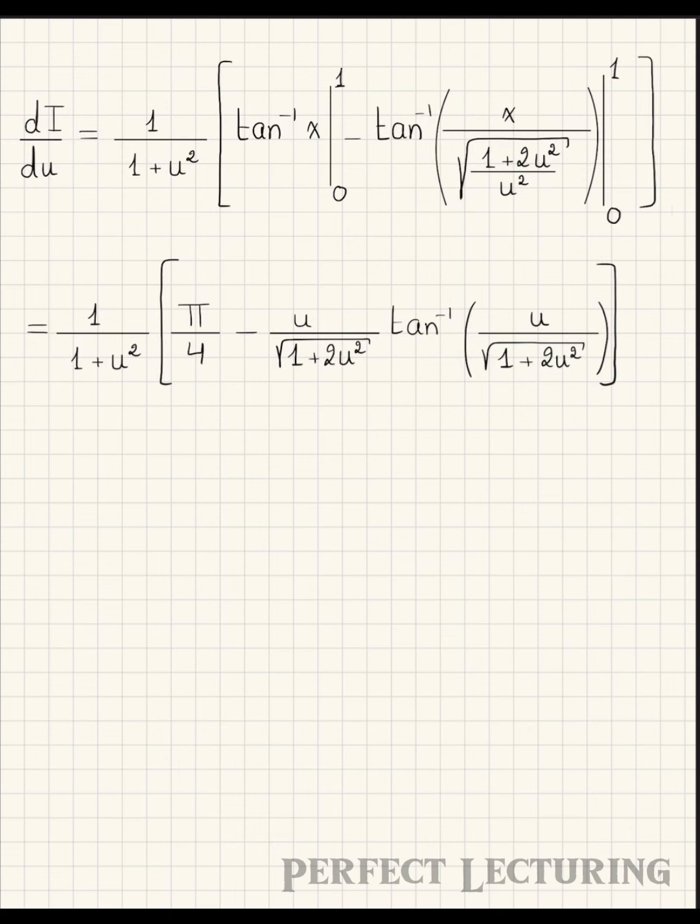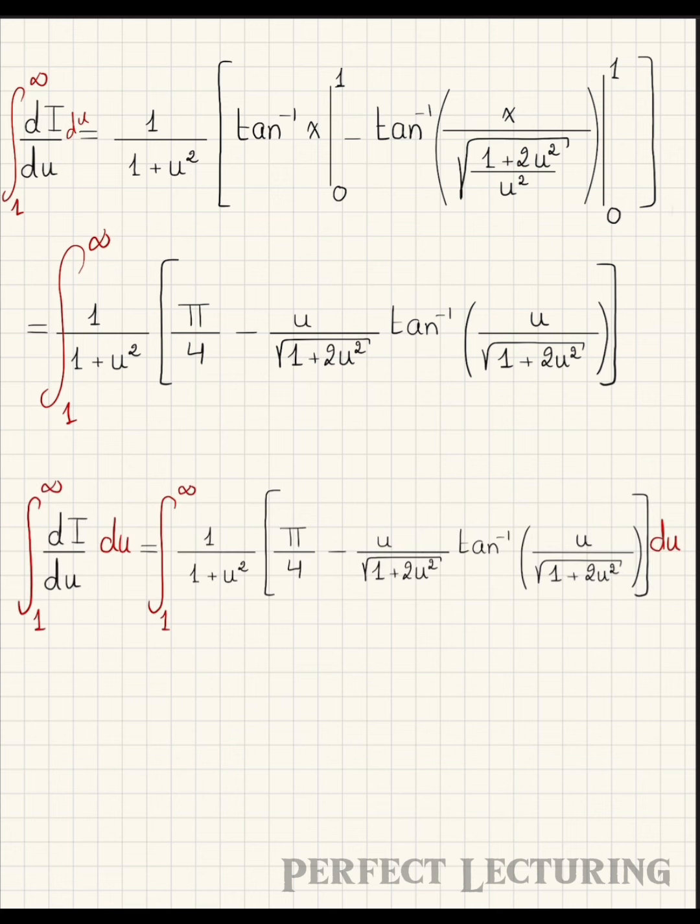Now our next step is to integrate both sides over u from 1 to plus infinity. Why would we do that? Why would we integrate from 1 to positive infinity? Well, for the left-hand side, this is just I, right? dI by du, the integral is I. So it is I of infinity minus I of 1, or more precisely, the limit as u goes to infinity of I of u minus I of 1.